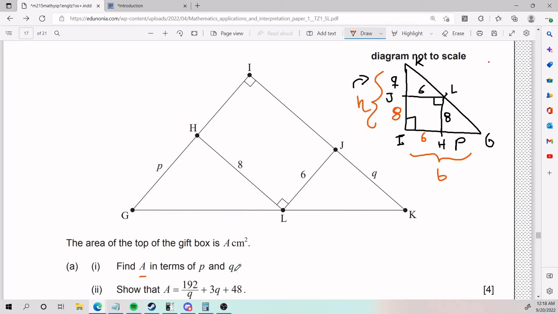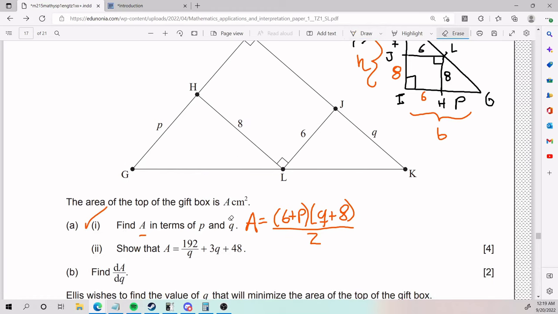So finding A in terms of P and Q, we can say base, which is 6 plus P, times height, which is Q plus 8, divided by 2. That is one way to do it. There's like a million, but I'm going to do it like this for now. And next, we need to show that A is that.